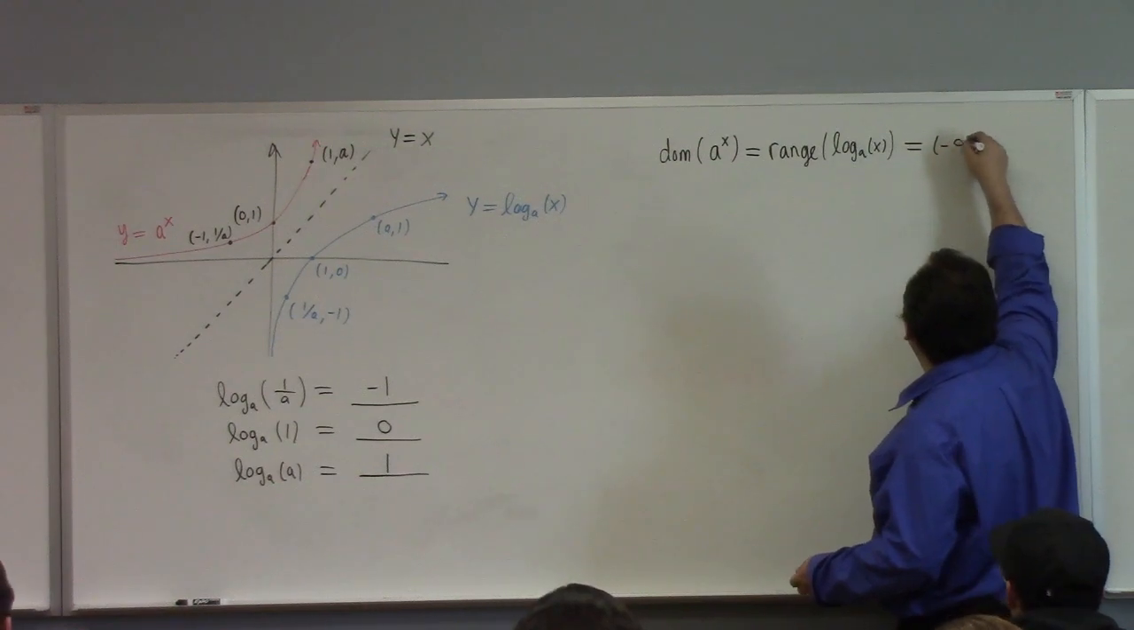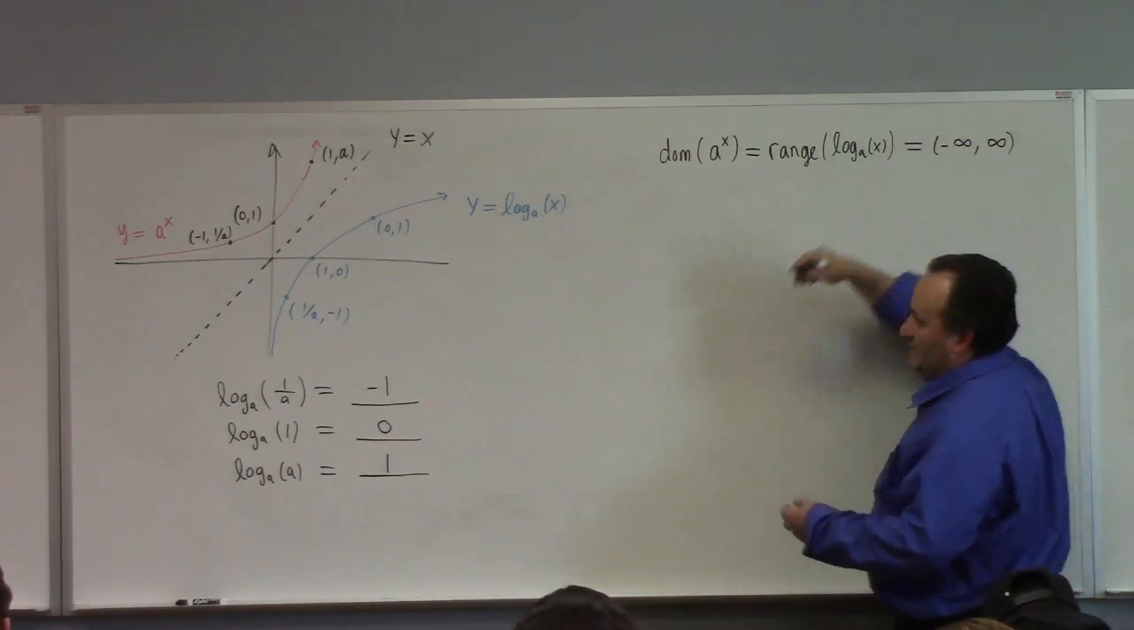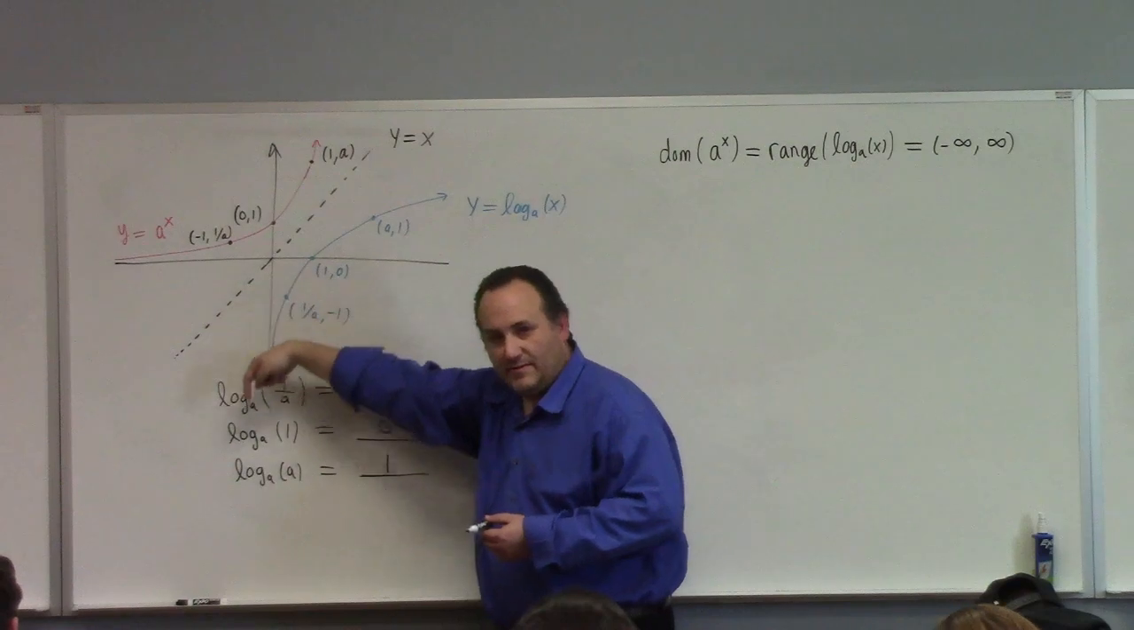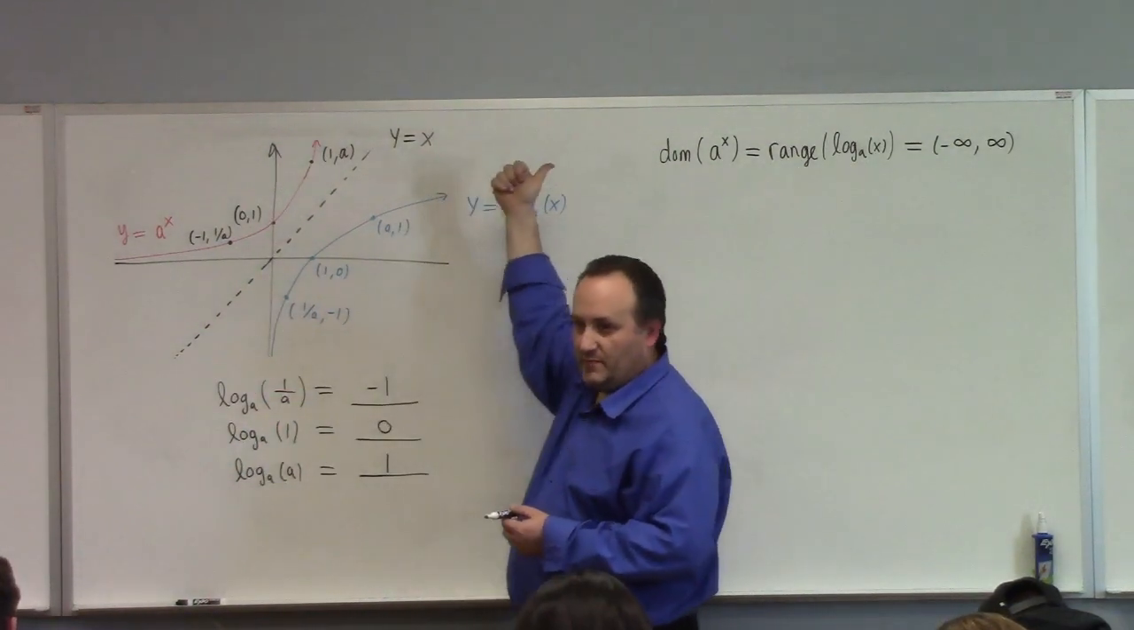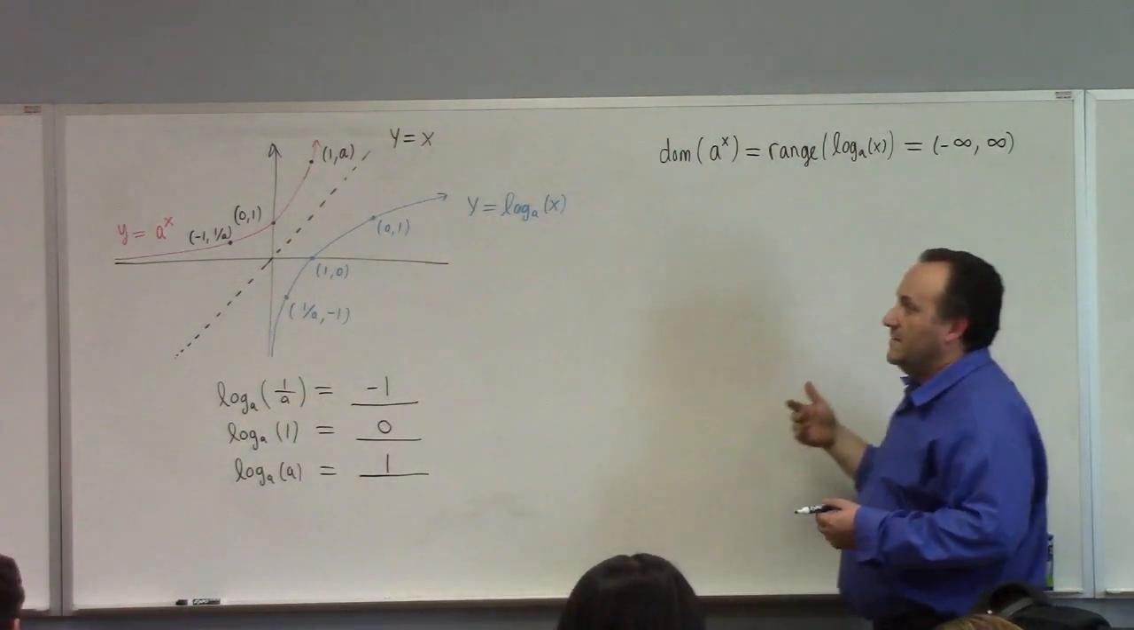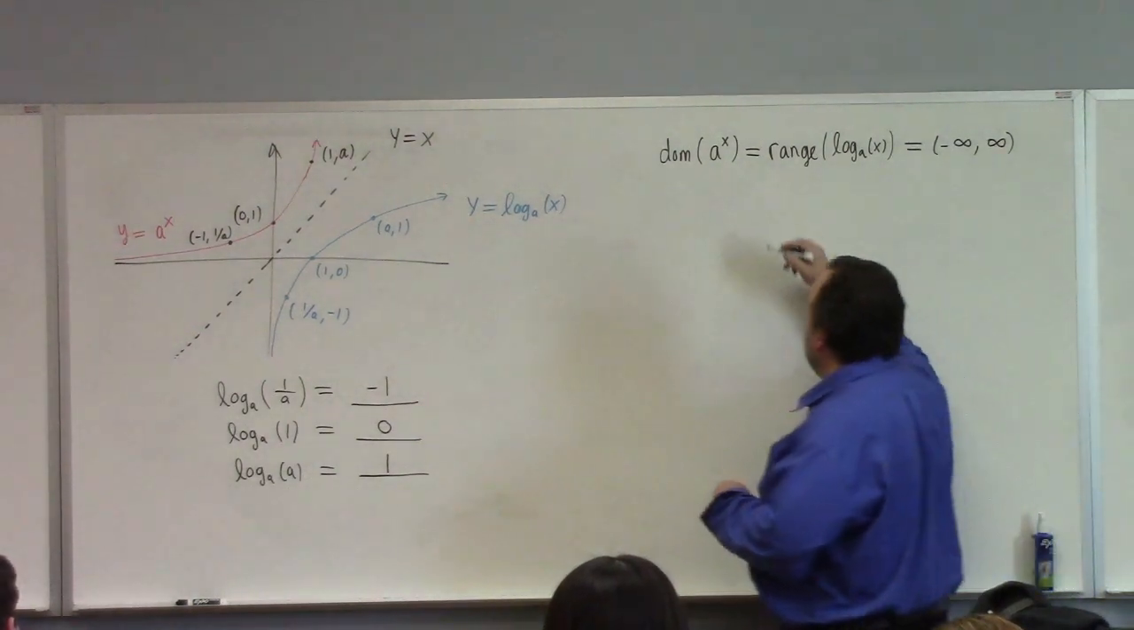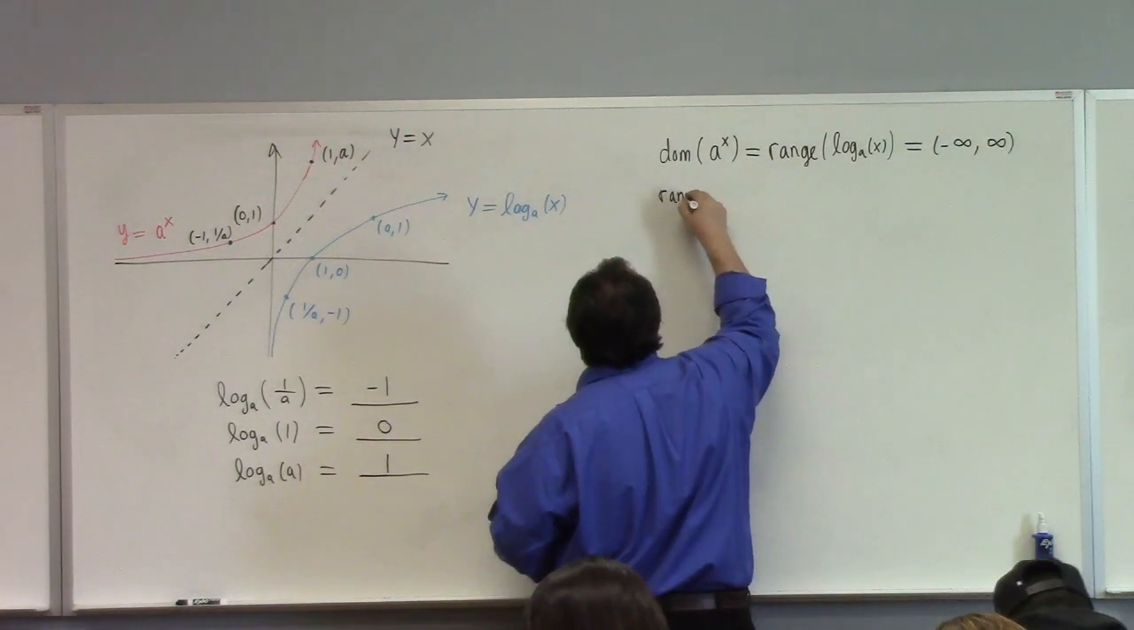Notice that the range of the logarithm does what? It goes down, down, down, and it goes up, up, up. So the range is everything for the logarithm. How about the range of the exponential?